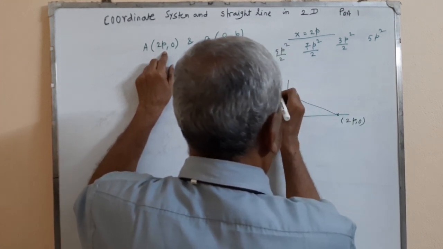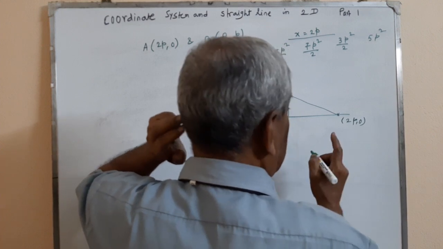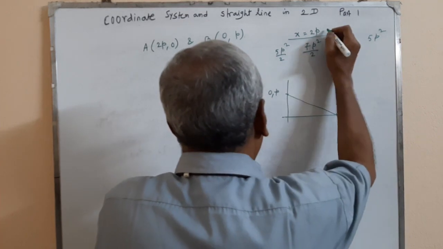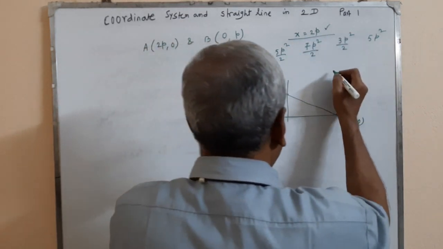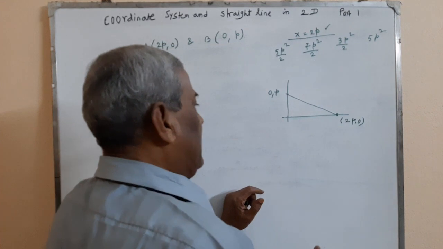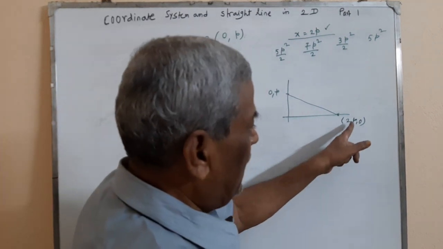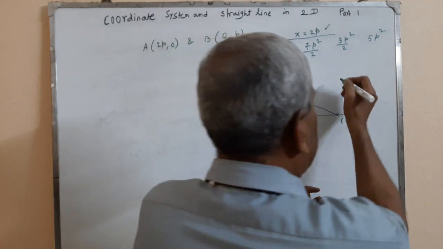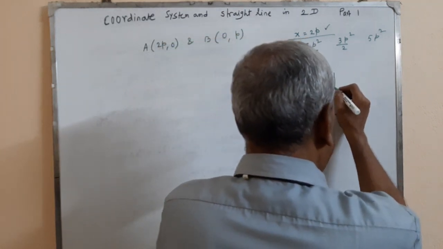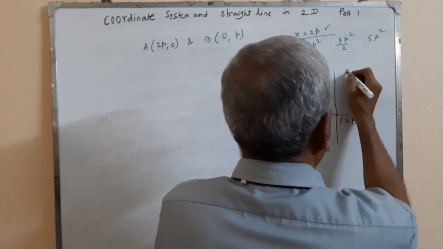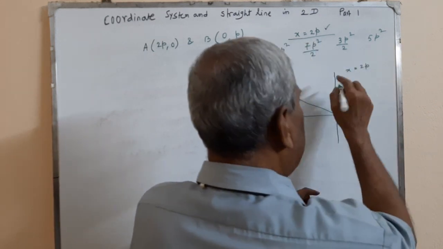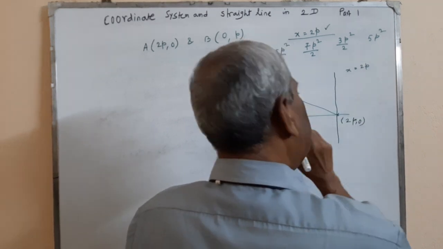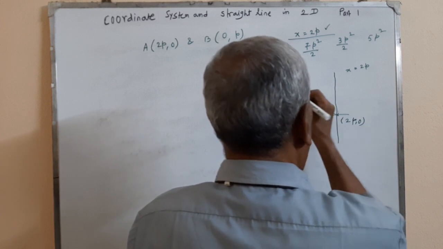Zero p, and third vertex lies on that. This is a straight line. X is equal to 2p means it passes through the point (2p, 0), and it is parallel to the y-axis. So it is like that. X is equal to 2p. Third vertex is somewhere there on that, and it is an isosceles triangle.